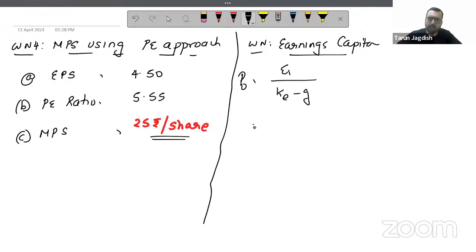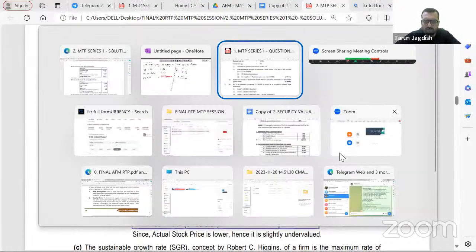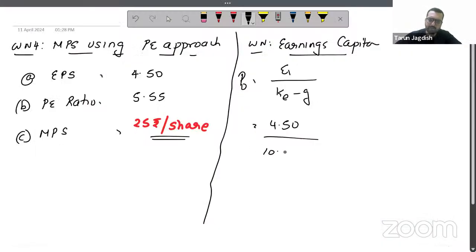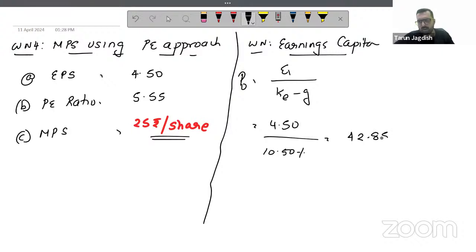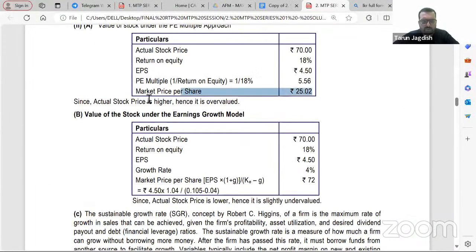Now here it is E1 divided by KE minus G. But I think E0 is already given. How much is the E0 given over here? 4.5 divided by, directly they take KE. And the KE is already given in the question. How much is the KE given in the question? 10.5%, correct? ₹42.85 per share. Shall we cross check? Here they got 25. Okay.